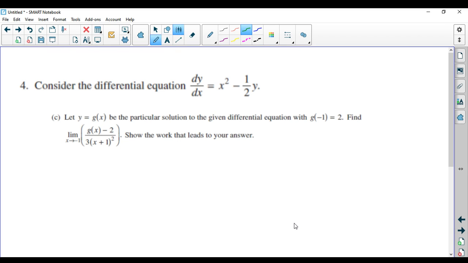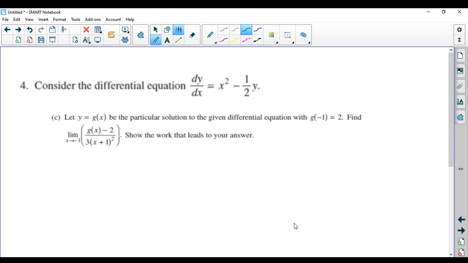And now for part C. So now they define y equals g of x as a particular solution of this equation. That initial condition, g of -1 is 2, and it wants us to calculate this limit.